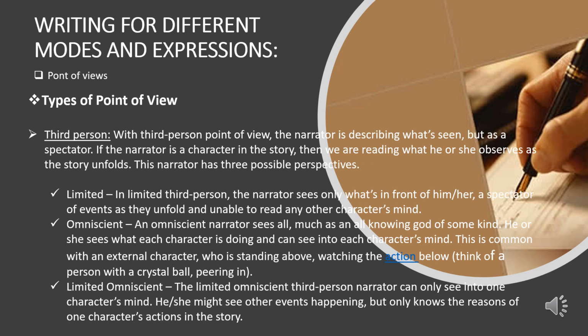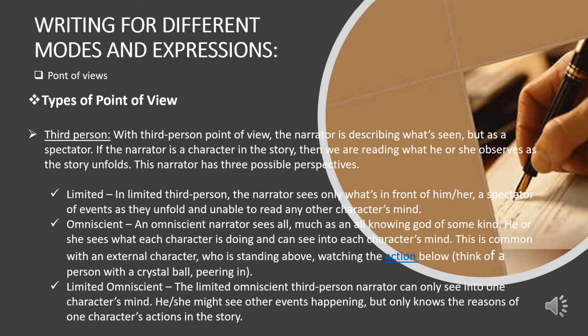Third person. With third-person point of view, the narrator is describing what's seen but as a spectator. If the narrator is a character in the story, then we are reading what he or she observes as the story unfolds. This narrator has three possible perspectives. One, limited. In limited third person, the narrator only sees what is in front of him or her, a spectator of events as they unfold and unable to read any other character's mind.